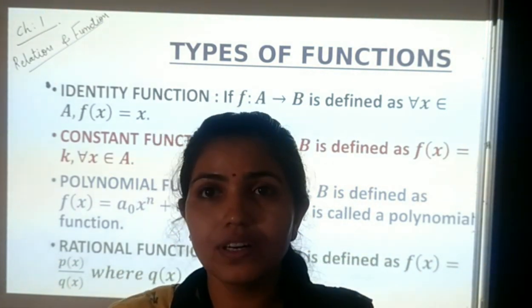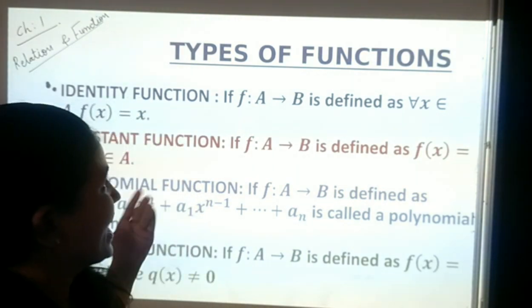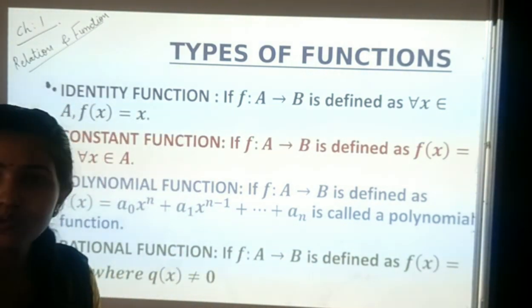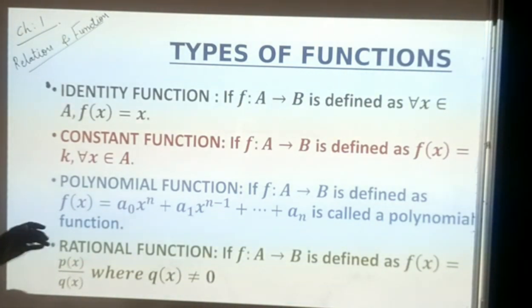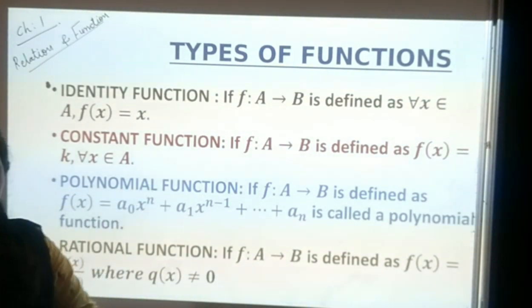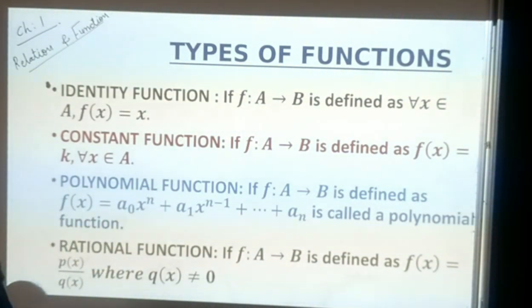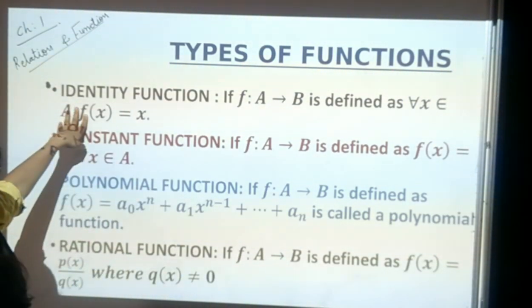So what we have done in class 11? We have seen some types of the function, and here those types are. Let me quickly go through the definition and its graph that we have learned in the earlier classes. Let me see first the identity function.